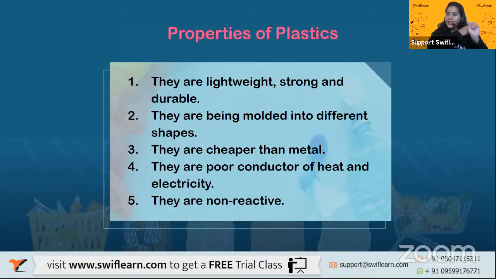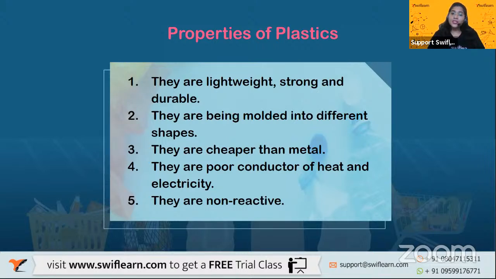First of all, as I have already said, it is strong, it is lightweight, it is durable, it can last for a long period of time. We use the plastic for storing different food items like dry fruits, pickles, water, okay, and spices also in the various plastic jars. These are very common because this is very convenient to store.